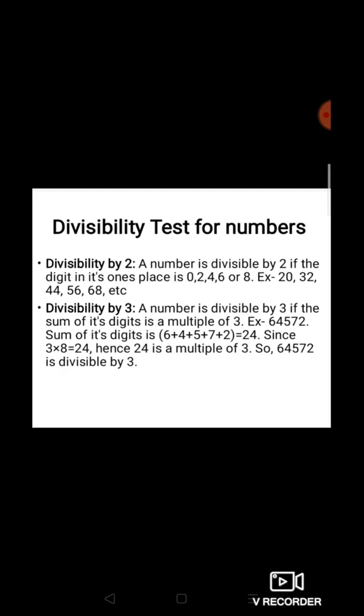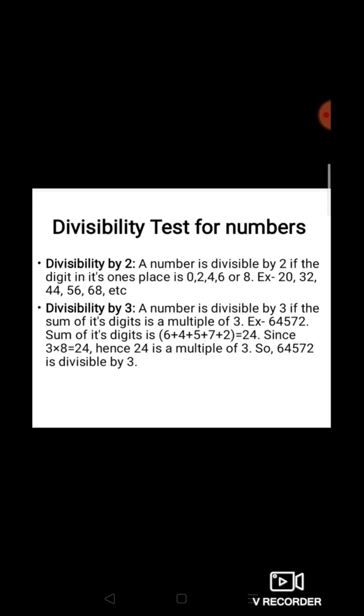Now the next one, divisibility by 3. Any number is divisible by 3 if the sum of its digits gives us a multiple of 3. An example is given: 64572. If we add all the digits of this number, we get 6 plus 4 plus 5 plus 7 plus 2, which equals 24.